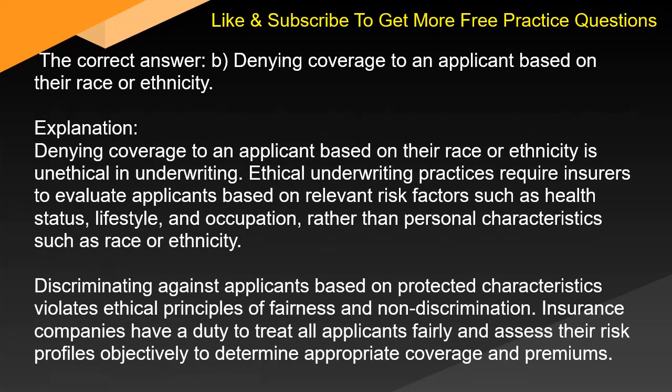The correct answer: B. Denying coverage to an applicant based on their race or ethnicity. Explanation: denying coverage to an applicant based on their race or ethnicity is unethical in underwriting. Ethical underwriting practices require insurers to evaluate applicants based on relevant risk factors such as health status, lifestyle, and occupation, rather than personal characteristics such as race or ethnicity.